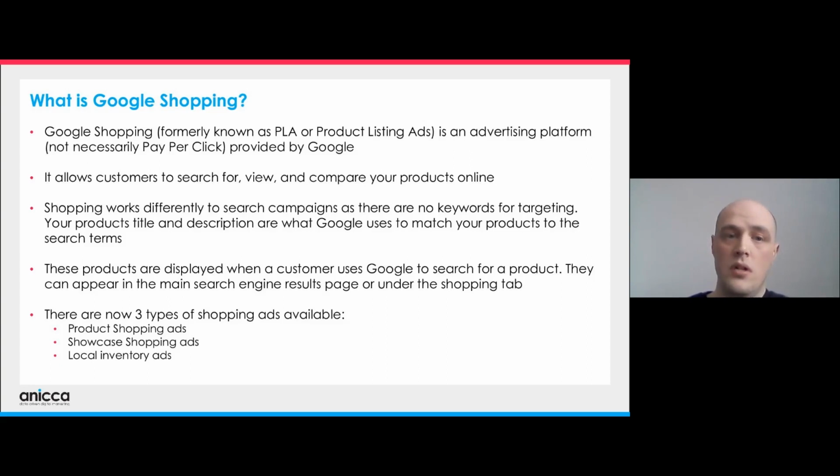These products are displayed when a user searches Google for a product. I've got some examples of where they show. It's not just on the search engine results page, but you have the shopping tab as well. There are three main types of shopping campaigns available: product shopping ads, showcase shopping ads, and local inventory ads.